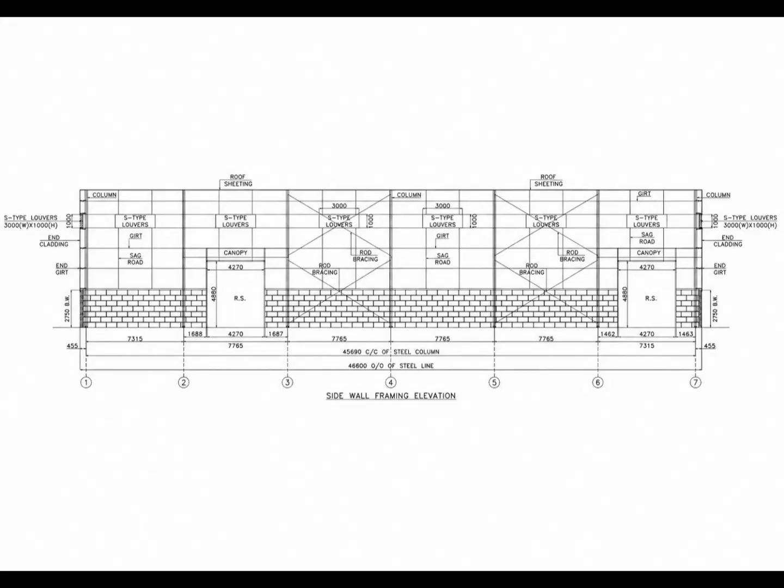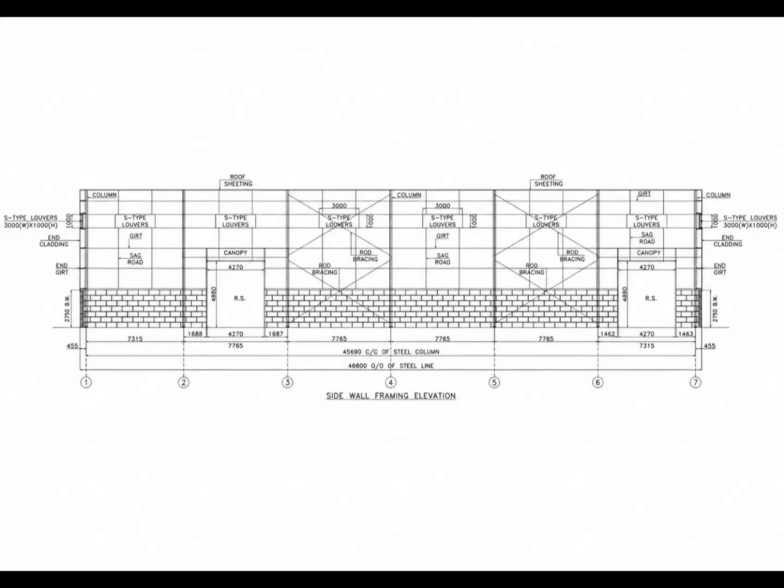Here we can see the label GIRT separately from the sag rod label. This tells us that these are different members and should not be confused with each other. The Girt forms part of the side wall framing system, while the sag rod is a separate secondary member shown within the framing arrangement. For anyone learning PEB detailing, this distinction is very important. When reading a general arrangement drawing, always check the label, its position, and the member geometry together.